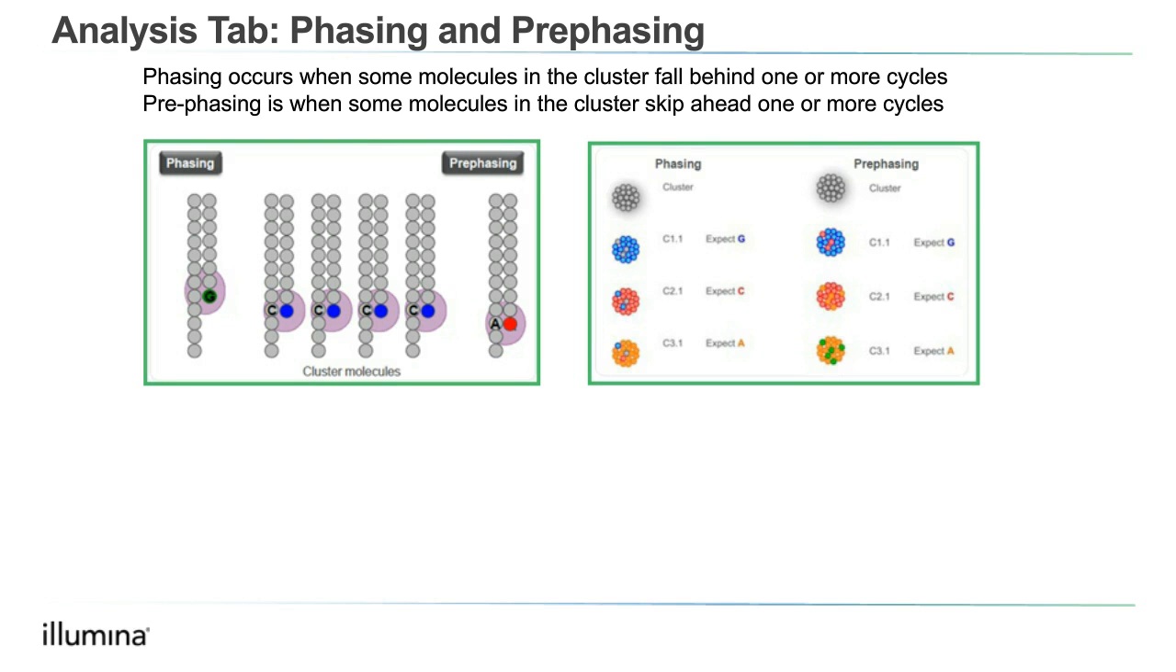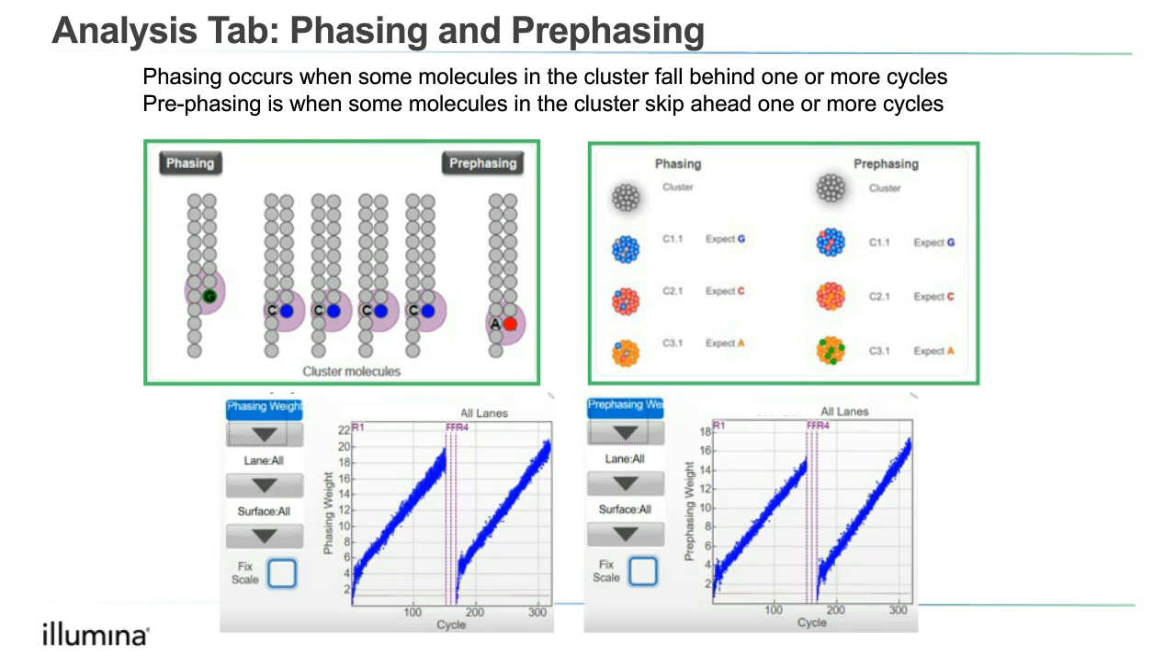Illumina does not have specifications on phasing and prephasing, and these values are used as a secondary metric in conjunction with another metric. For example, if phasing and prephasing values were higher than normal and the Q30 was low, the phasing and prephasing could help pinpoint the cause of the poor quality.